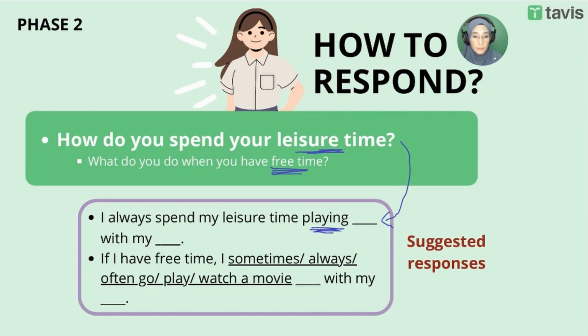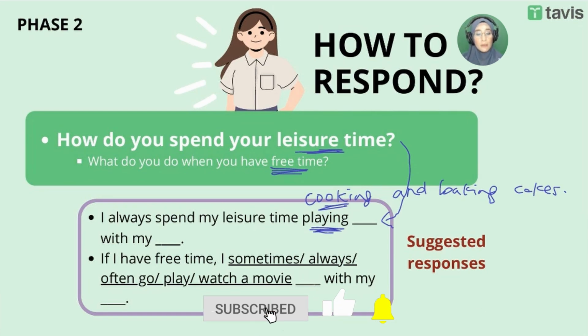So think about maybe, I always spend my leisure time cooking, right? Cooking and baking cakes. So you can see here that you have a verb of cooking and another verb of baking, or in another part of grammar, this is actually called gerund. Okay, but this is just to differentiate. All right, so it doesn't have to be playing only. So again, you can use cooking, or baking, you can use other verbs or other gerunds involved. If you prefer to say listening, right?